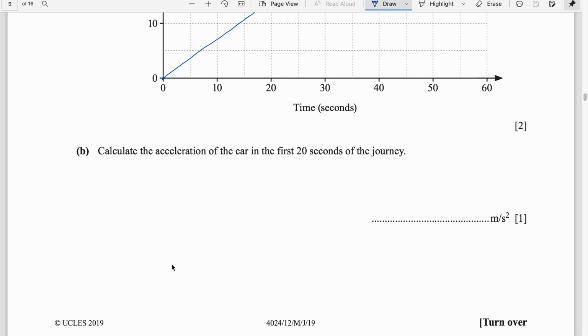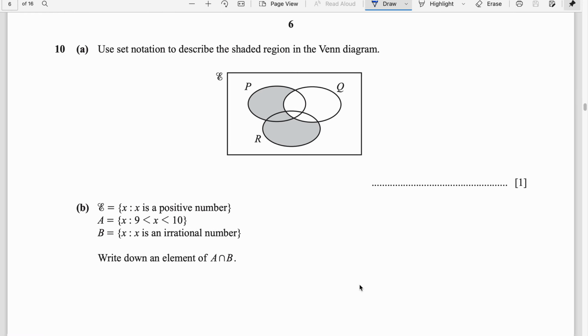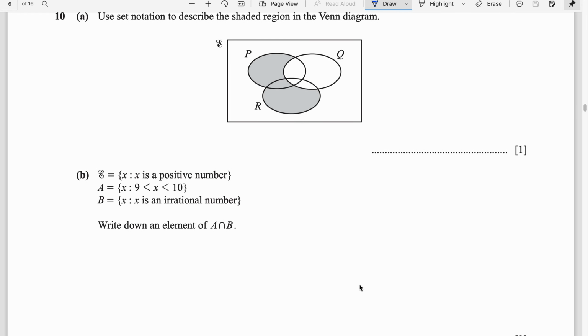Calculate the acceleration of the car in the first 20 seconds of the journey. So in the first 20 seconds, acceleration is V minus U, final velocity minus initial velocity, over time taken. So 15 minus 0 by 20 is 15 by 20, which is 3 by 4.